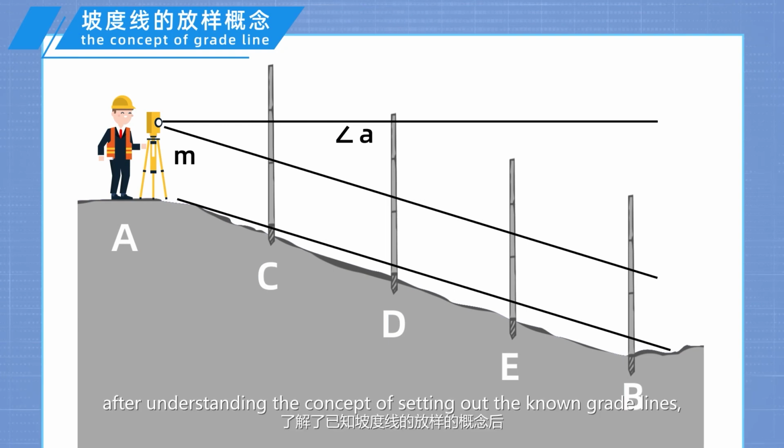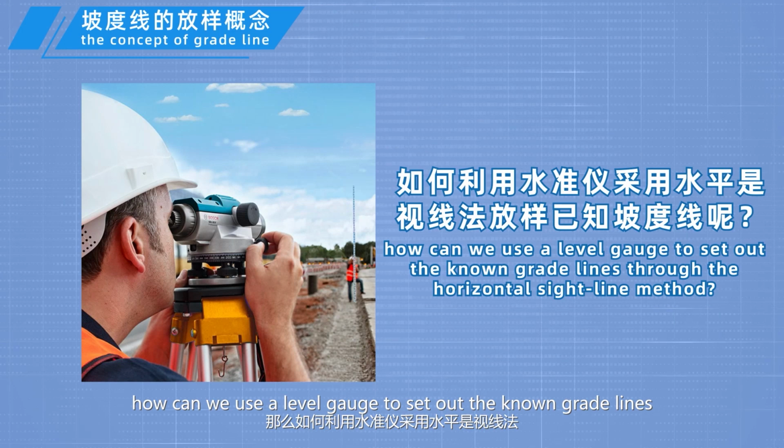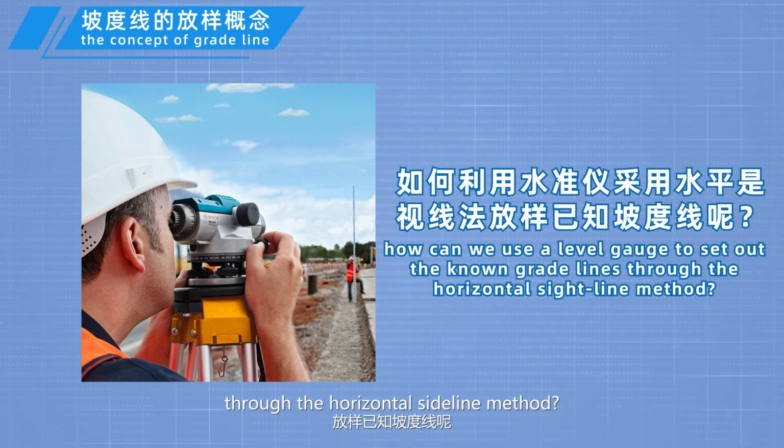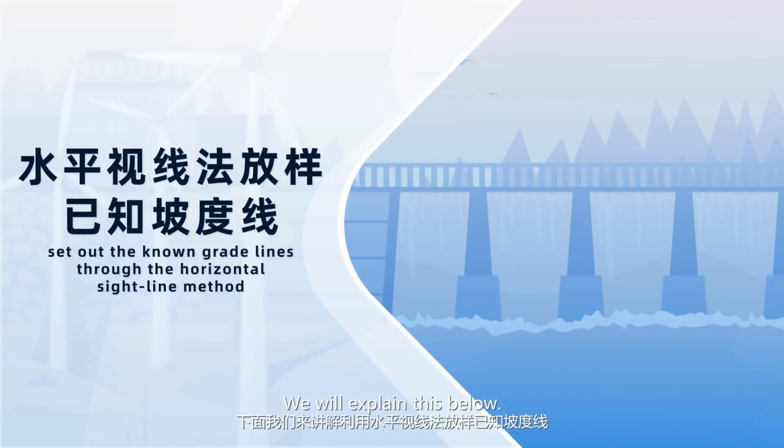After understanding the concept of setting out the known grade lines, how can we use a level gauge to set out the known grade lines through the horizontal sightline method? We will explain this below.